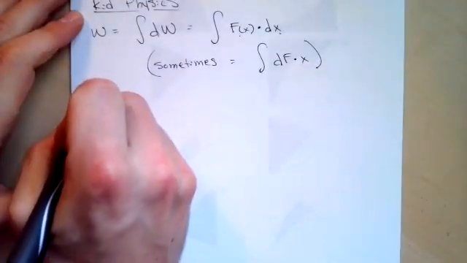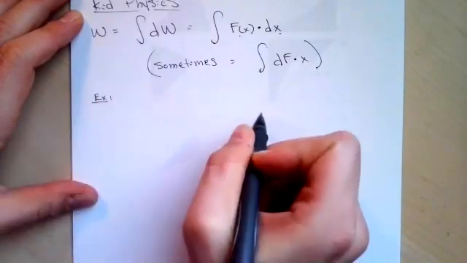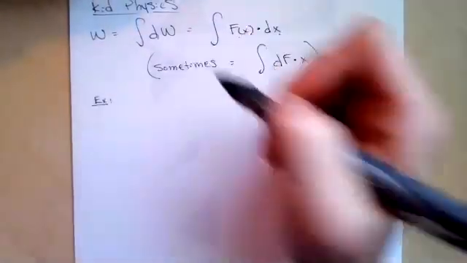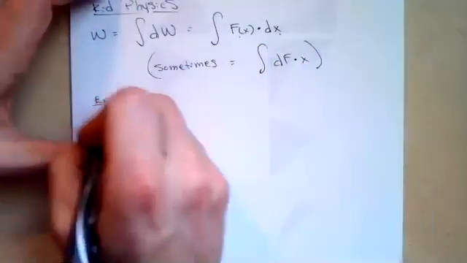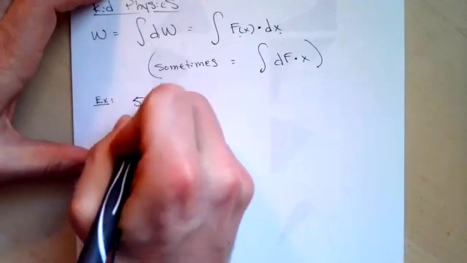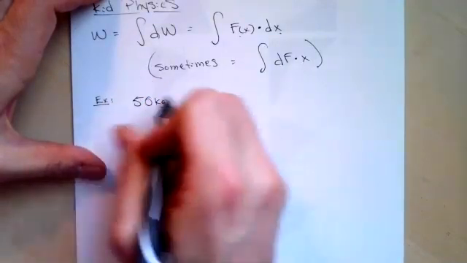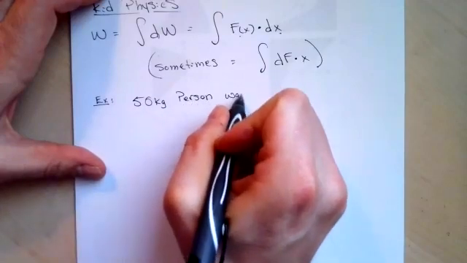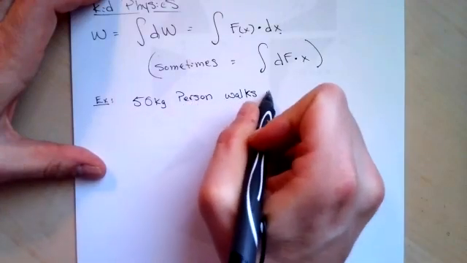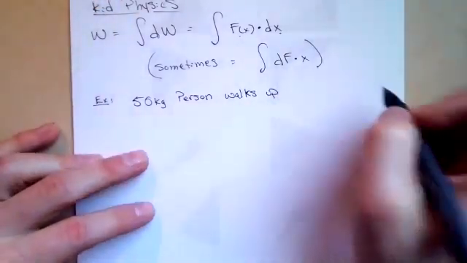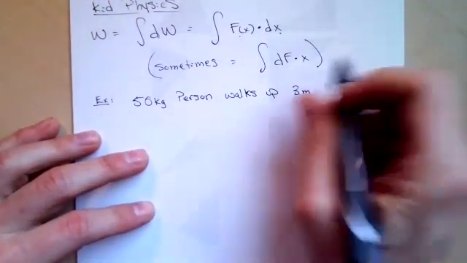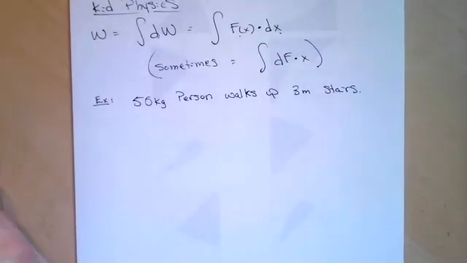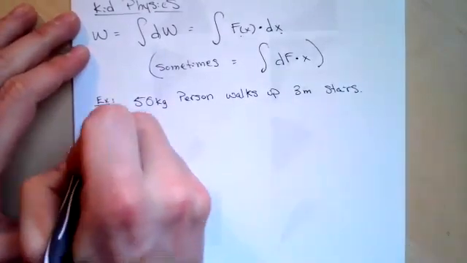So as a basic example, let's say we've got a kid that walks up a slide and goes down the slide. So let's say he's something like 50 kilograms. Walks up, let's say 3 meters of stairs. What is our work done?